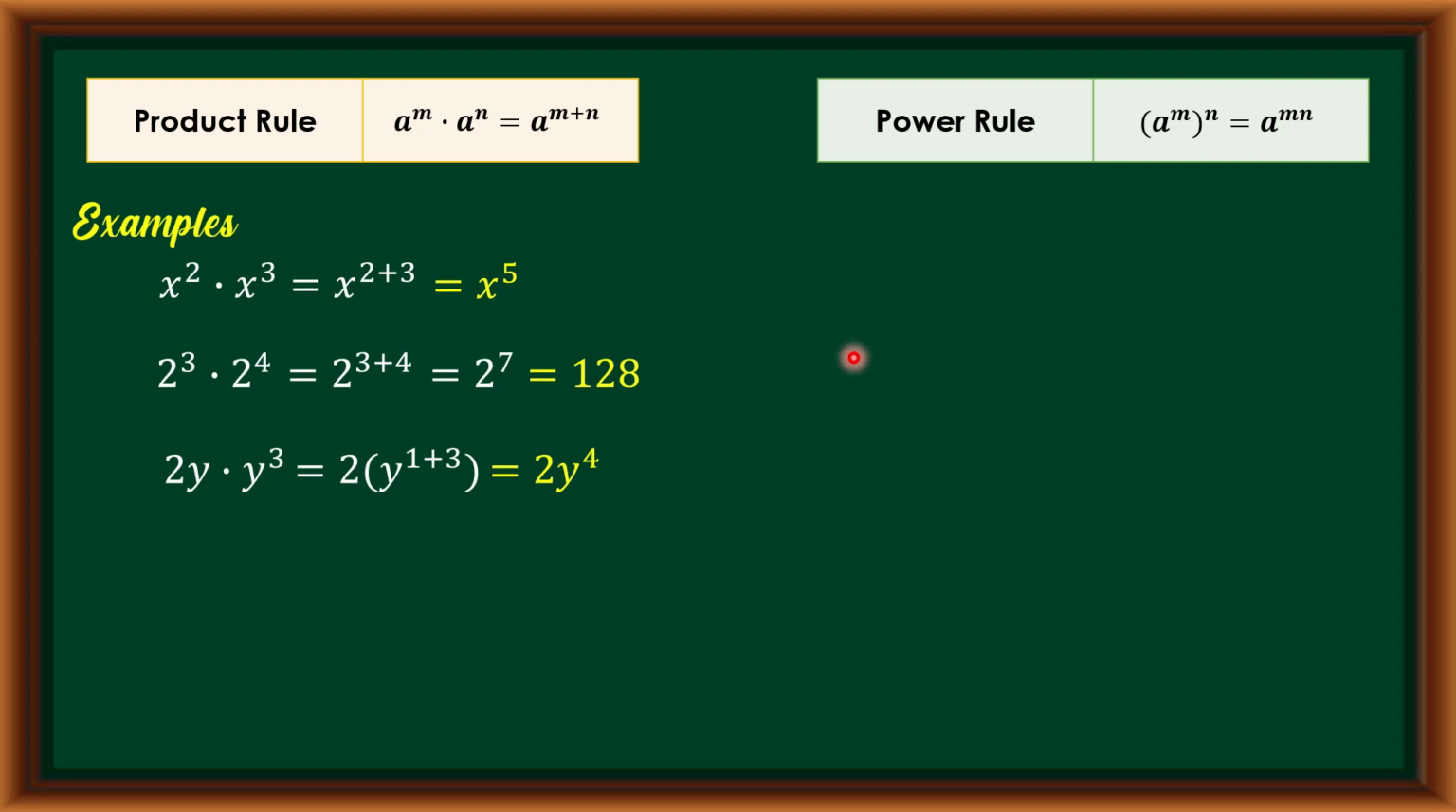So let us have the following examples. Number 1, quantity m cubed raised to 4. From here, we will distribute 4 inside the parentheses and multiply the two exponents. So we have m raised to 3 times 4, and 3 times 4 is equal to 12. Therefore, the simplest form of this one is equal to m raised to 12.